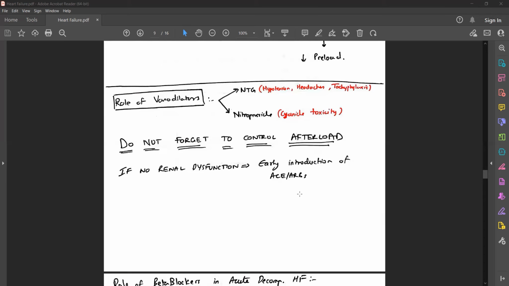So you can consider ACE inhibitors and ARBs if the patient is not having renal dysfunction, acute renal dysfunction; in these cases, early introduction. The other agents that you could use are, for example, hydralazine and isosorbide dinitrate. You can also introduce an oral calcium channel blocker if you're concerned that the patient will keep going into hypertension and you want to control the afterload.